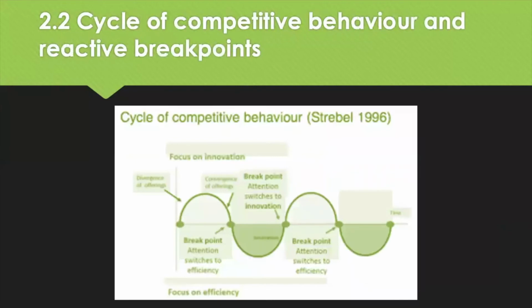We're now going to look at the cycle of competitive behaviour and reactive breakpoints, and there are a number of methods that can be used for anticipating when change is imminent and for deciding an appropriate approach to use for its management and implementation. Strebel suggested a model of industry behaviour based on organisations' competitive environment. He uses the concept of the evolutionary cycle of competitive behaviour to introduce the idea of breakpoints. That is, those times where organisations must change their strategies to respond to change in competitive behaviour.